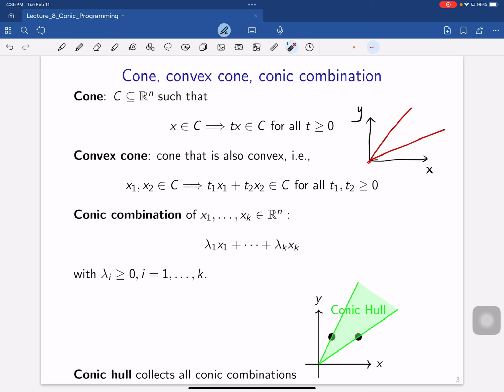And remember, we also talked about the conic combination. If you pick k points or k vectors in R^n, the conic combination means you can take lambda 1 times x1 plus lambda 2 times x2, all the way to lambda k times xk, where the lambda i's are greater than or equal to 0. This is called the conic combination of k points. So the conic hull collects all the conic combinations. Remember, we had a slide where we showed what is a conic hull, what is the convex hull, and what is a linear hull of two vectors. The conic hull of these two vectors is essentially this green region in between. That's the conic hull of this set. So here are the definitions to keep in mind.